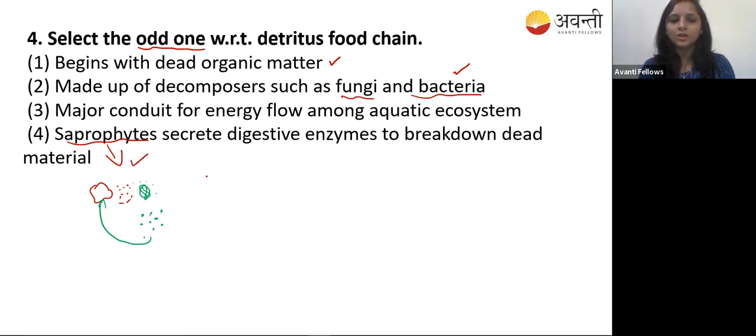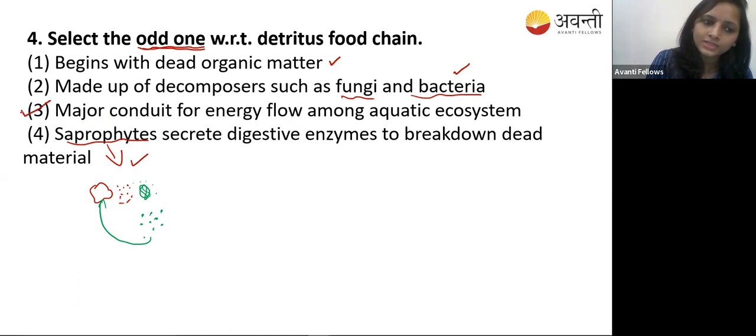Then coming to the third option, they are telling about the major conduit for energy flow among the aquatic ecosystem. That statement is correct, but compared to these three statements, it is not suitable, right? Here they have given the steps of how the organic matter undergoes step by step breakdown in the detritus food chain. But here it is telling about the energy, right? That is the reason option 3 is the odd one out, guys. So that's why option 3 is the correct one. The others are wrong.